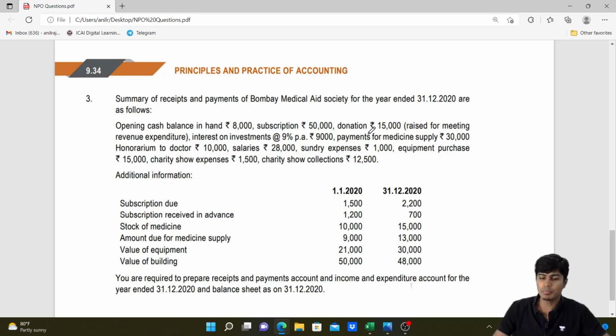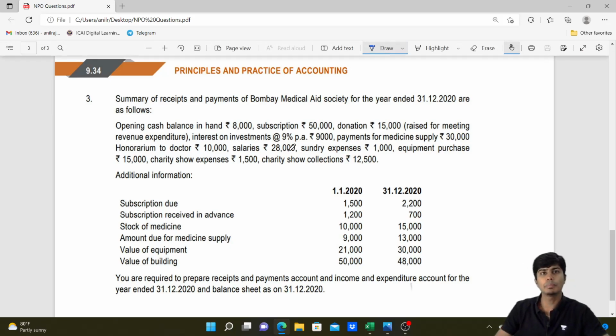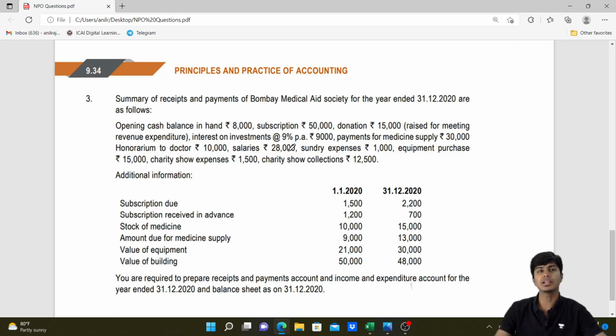We have payment for medicine and supply. This payment for medicine supply will be on the payment side of receipts and payment. Honorarium to doctor, again payment side, and both these payments, for medicine supply and honorarium, will go down to income and expenditure as expense. Then we have salaries 28,000. This would also appear on the payment side of receipts and payment, and income and expenditure as expense. Then we have sundry expenses, payment side of receipts and payment, expense side of income and expenditure.